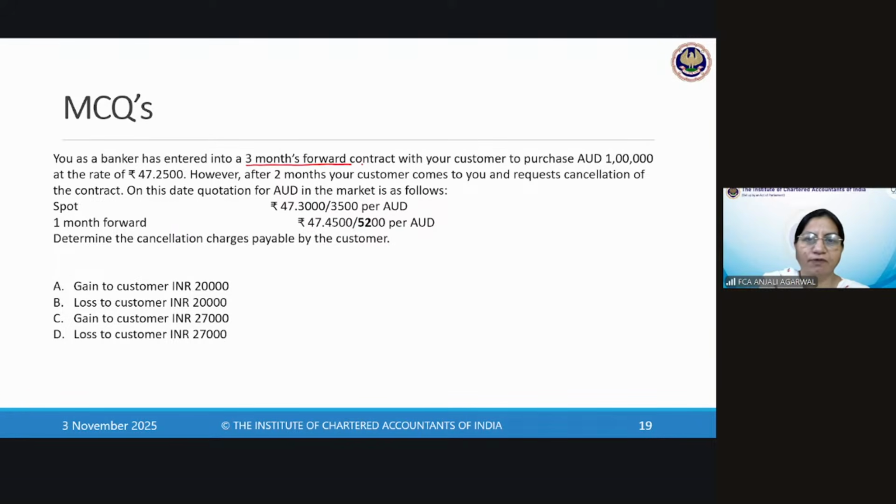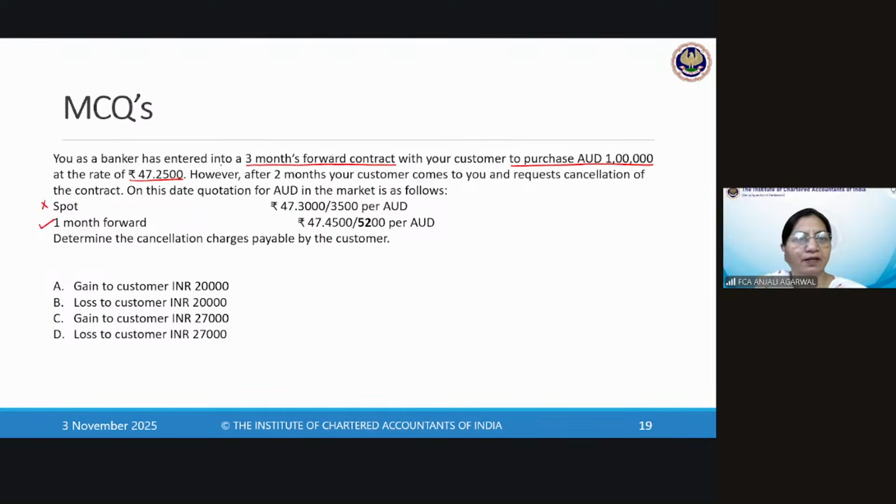Once again, 3-month forward contract. You as a banker have entered into a 3-month forward contract with your customer to purchase Australian dollar 100,000 at the rate of 47.25. However, after 2 months, the customer requests cancellation of the contract. Just like the previous question, a 3-month forward contract cancelled after 2 months, so the 1 month forward rate would be applicable, not spot.